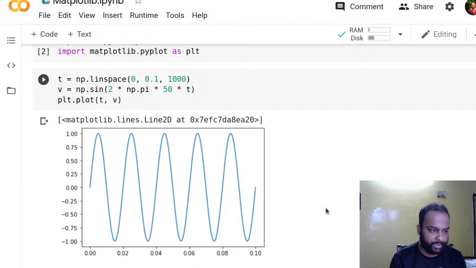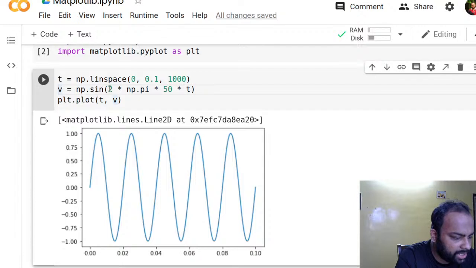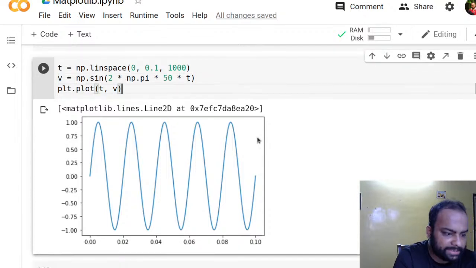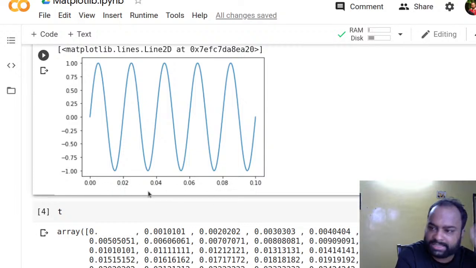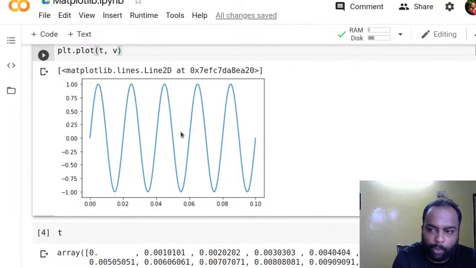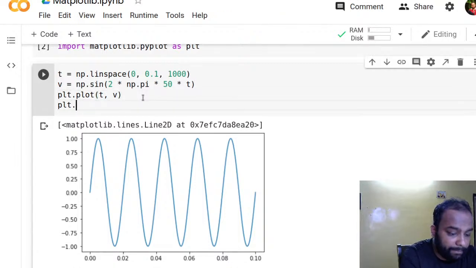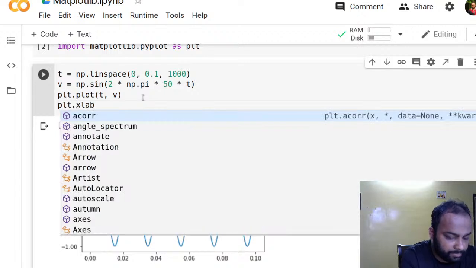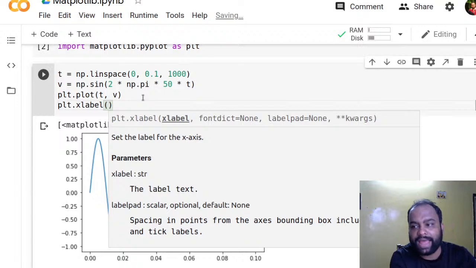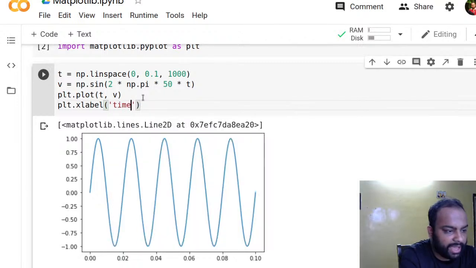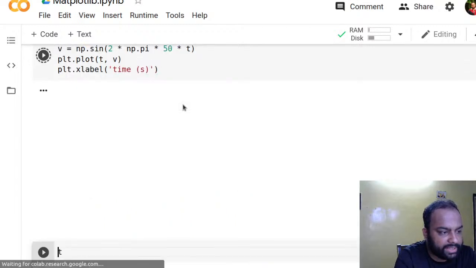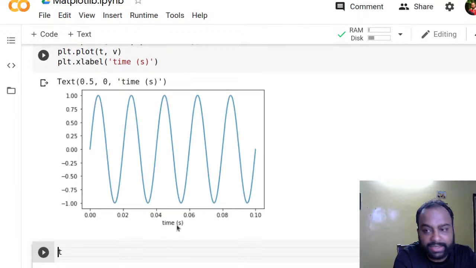Fantastic. Nice. No issues. Of course it's a nice plot, but I have to tell people that this axis is representing time. Because otherwise, if I just give somebody this plot, nobody knows really what it is. So I have to tell people that the horizontal axis is representing time, in seconds. So I would say plt.xlabel, which stands for label for the x-axis, and it takes a string, and I'm saying time in seconds. Now if I plot this, see what happens. Now in the horizontal axis it says time, right? So if somebody gets this plot, it will be understood that I have time in the horizontal axis.